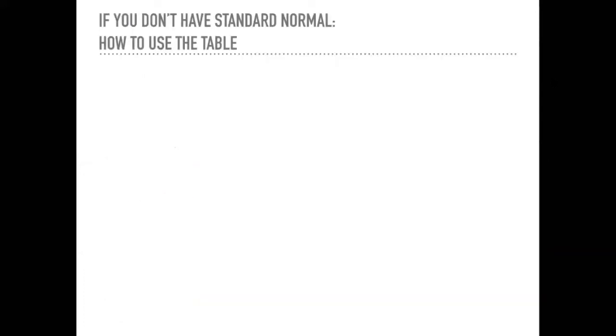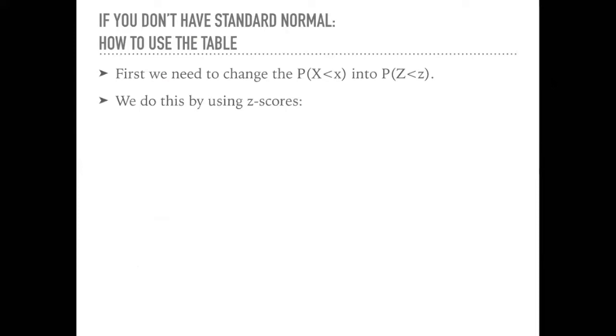Now, if you don't have the standard normal distribution, you can still use a distribution table. You just first have to standardize. So to standardize, you're going to change your x's into z's. Because remember, z's is when we have the standard normal distribution, where the mean is 0 and the standard deviation is 1. So we're going to do this by using z-scores. So you're going to change your values into their z-score. Once we have our values changed into their z-score, we can use the table.